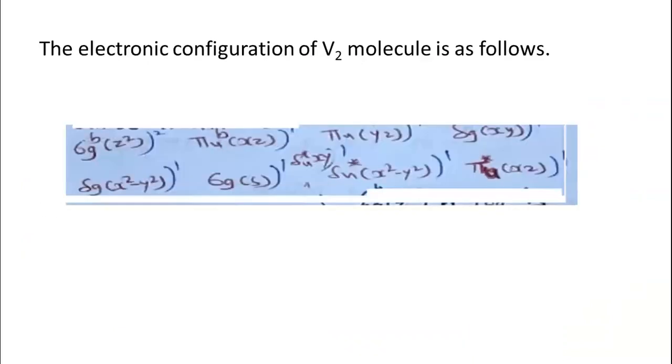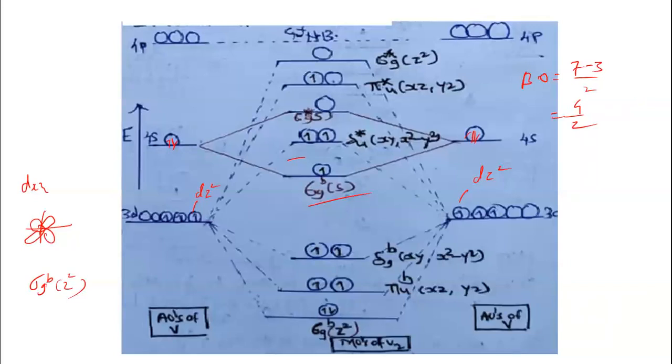And this molecule is paramagnetic. It shows that it is highly paramagnetic. You can see here all the electrons are unpaired, only one paired electron is there. So this is the MO diagram of the vanadium molecule. There is a formation of the bonding molecular orbital and anti-bonding molecular orbital.